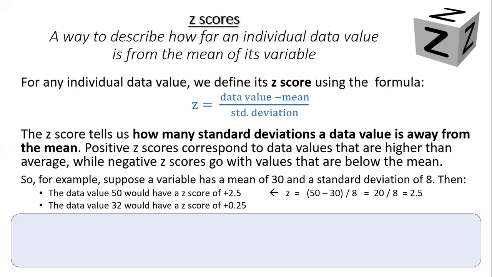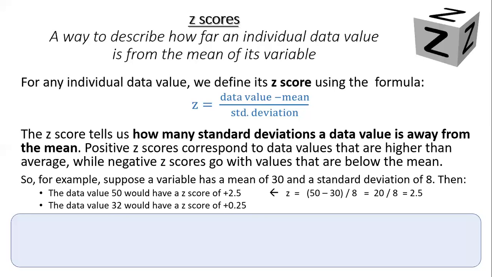The data value 32 is also above the mean, but not nearly as far above the mean as 50 was, because 32 is only 2 above the mean of 30. Then the z-score is 2 divided by 8, or 1/4, or positive 0.25.